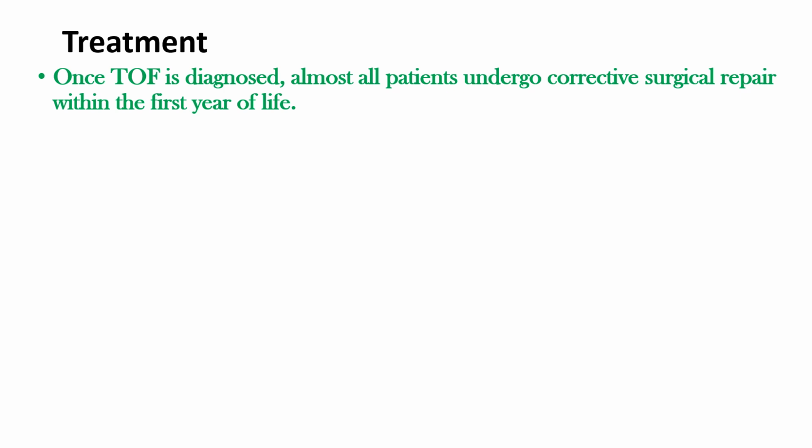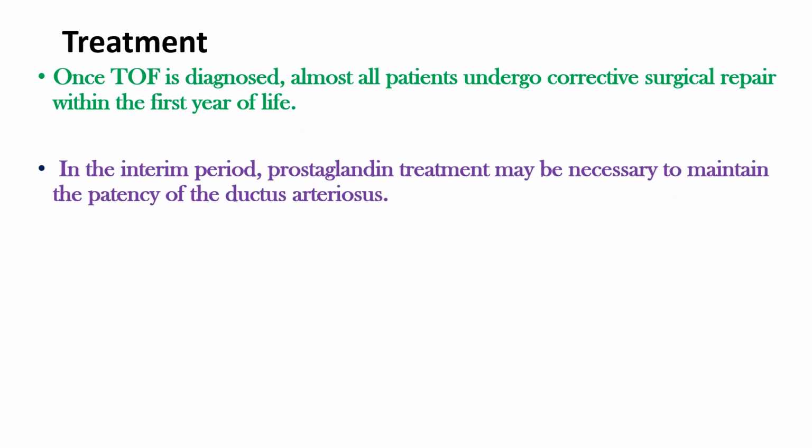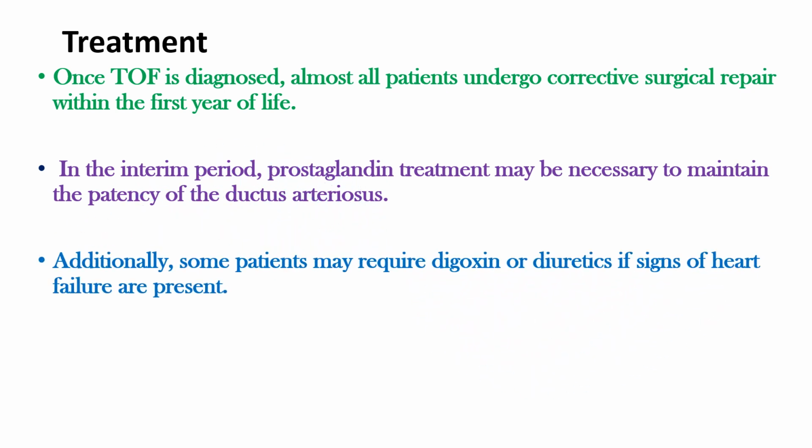When we look at the treatment, once Tetralogy of Fallot is diagnosed, almost all patients undergo corrective surgical repair within the first year of life. In the interim period, prostaglandin treatment might be necessary to maintain the patency of the ductus arteriosus. Additionally, some patients might require digoxin or diuretics if signs of heart failure are present.